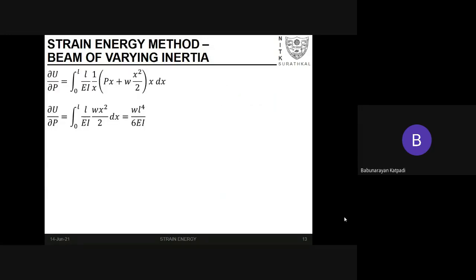Okay, ∂U/∂P. Partial differential of strain energy with respect to the load should give me the desired displacement. I do it with respect to P.